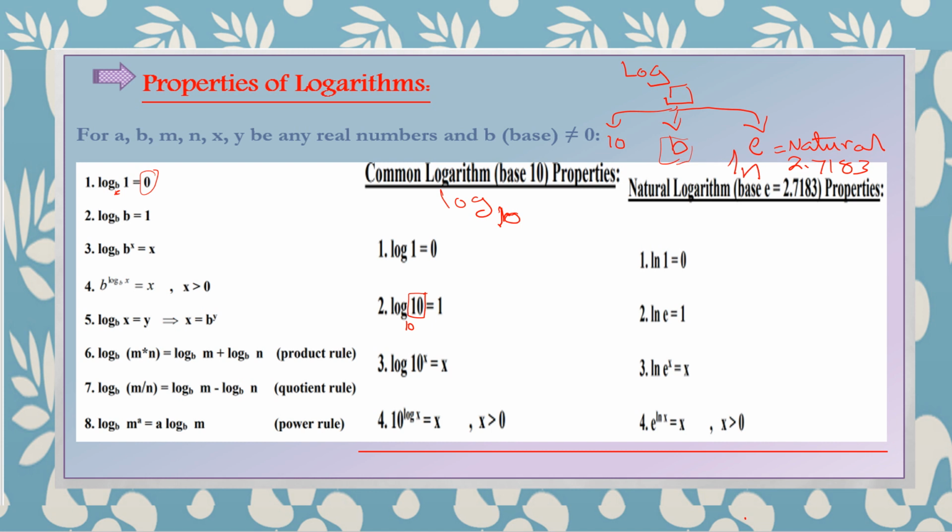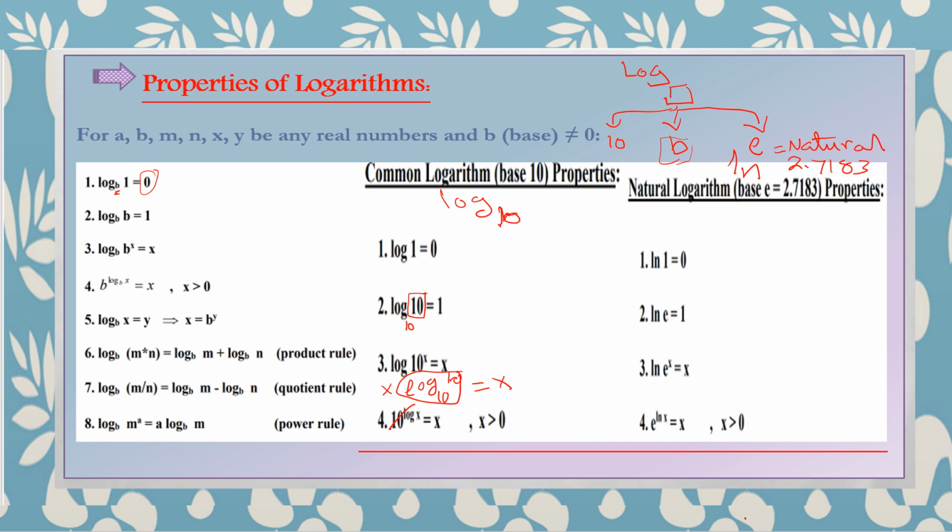The logarithm of 10 to the power x means x times log 10 with base 10, and as we just said, this part equals 1, so this equals x. Also 10 to the power log x equals x. This is the first case.